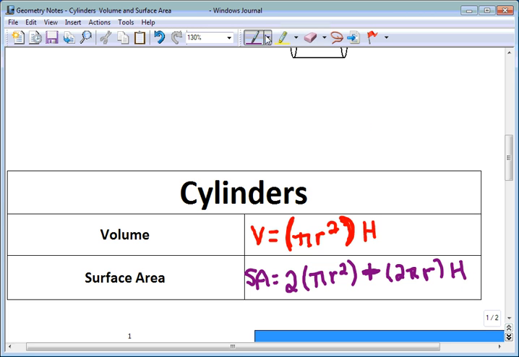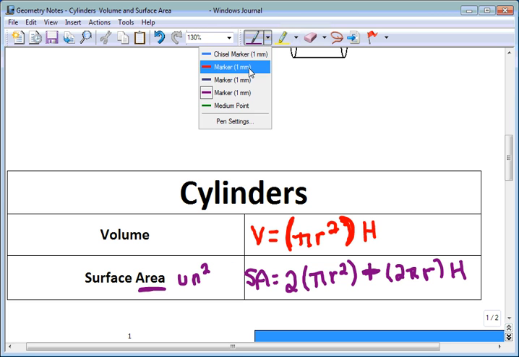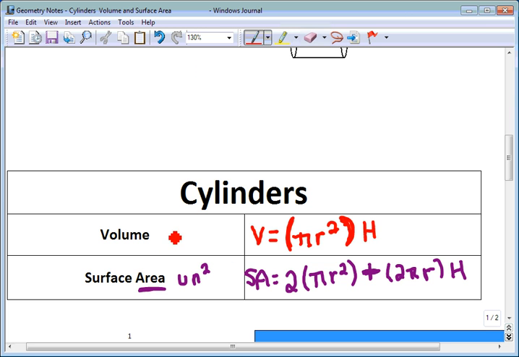And before we go back up and work a few problems, I just want to be very clear: when we're dealing with area, we have units squared. When we're dealing with volume, we have units cubed. Three dimensions for volume, units cubed. Two dimensions for area, units squared.